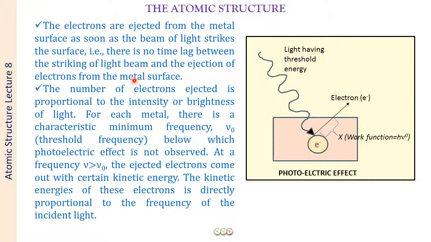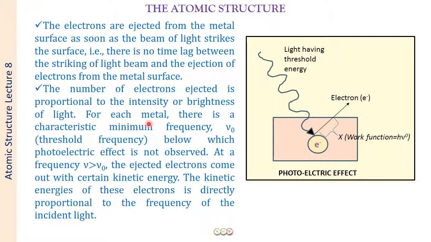Okay, so the next we have is that the number of electrons ejected is proportional to the intensity or the brightness of light. So if there are three boys pushing the boys out of the line, so three boys are out of the line. If we have four boys, then four boys will be out of the line. Similarly, the intensity depends upon the number of photons of the light. So the more the number of photons, the more the number of electrons that is going to be ejected.